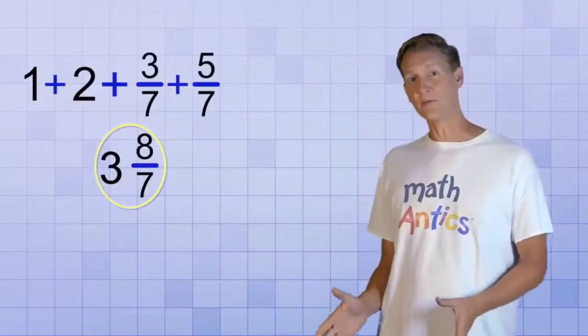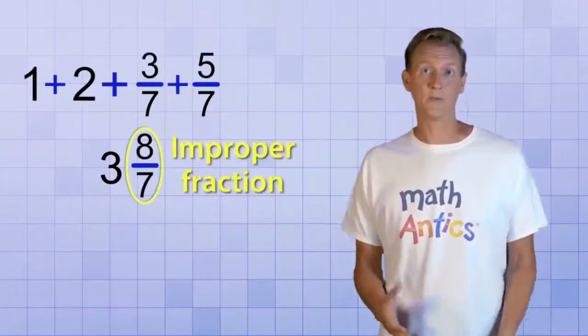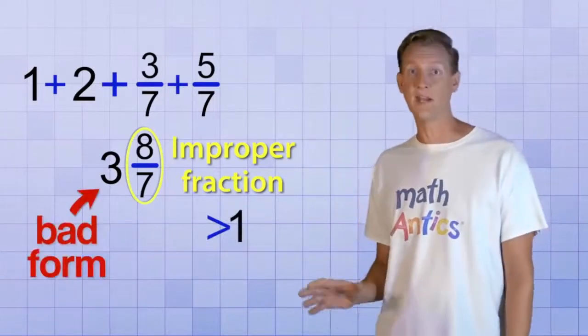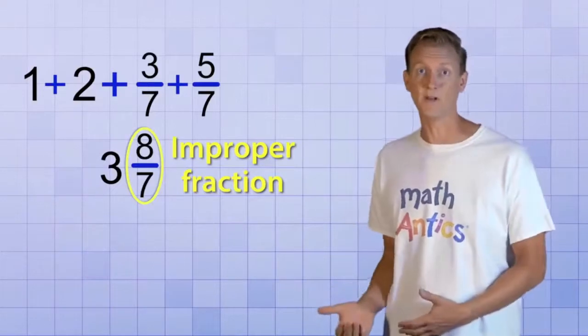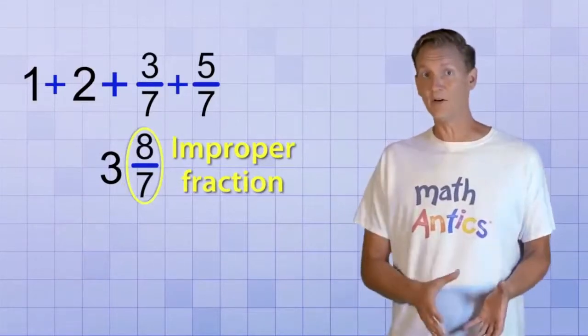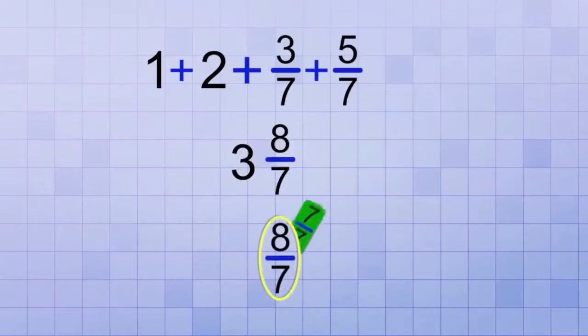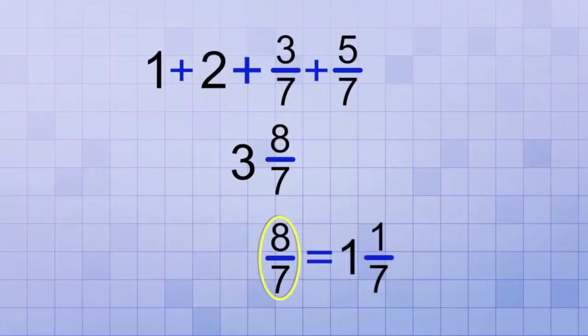But do you notice something funny about the fraction part of that answer? It's an improper fraction, which means that its value is greater than 1. And it's really bad form to leave an improper fraction in a mixed number like this, because, as we saw in the last video, the improper fraction itself can be converted into a mixed number. 8 over 7 contains a whole fraction that we can simplify out of it. It's the same as 7 over 7 plus 1 over 7. And since 7 over 7 equals 1, that gives us the mixed number 1 and 1/7.